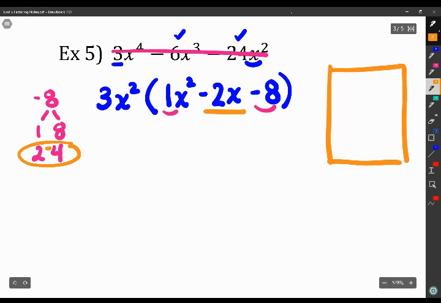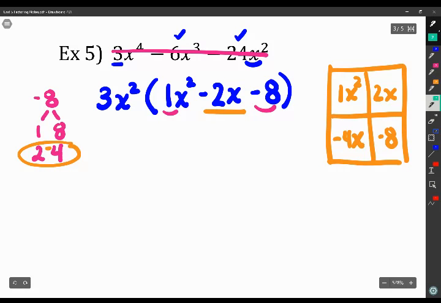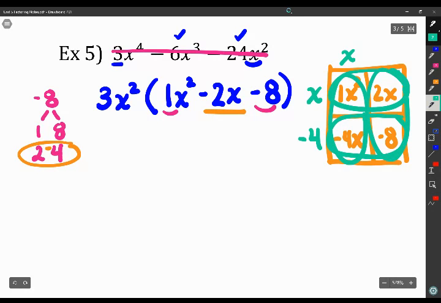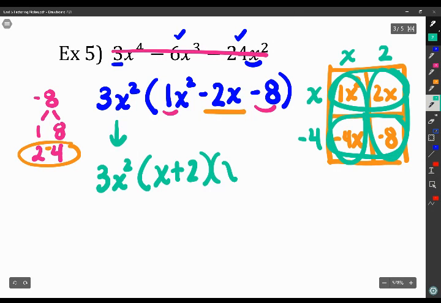And so we do our box. This is 1x squared. This is negative 8. This is 2x and negative 4x. And we take out our greatest common factor. The greatest common factor is an x. Again, the smallest number is negative 4, and it divides into negative 8 evenly, so we write it down. The greatest common factor is an x. The smallest number is a 2, and it divides into negative 8 evenly, so we write it down. This comes straight down, so our greatest common factor is part of our solution, and then our 2 factors are x plus 2 and x minus 4.